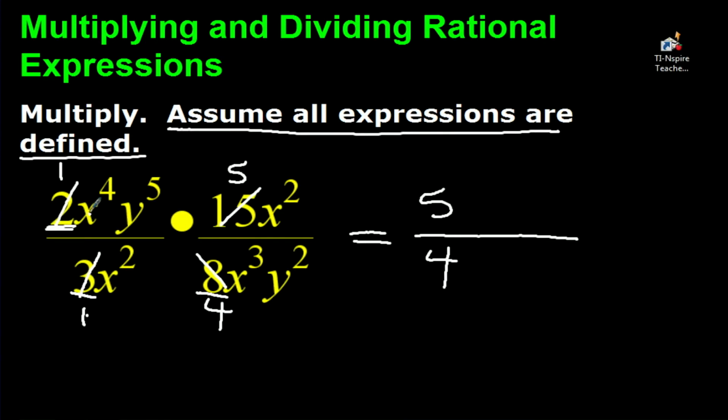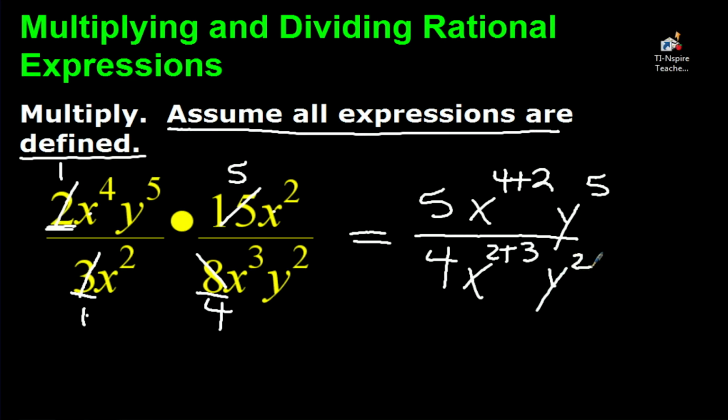On the top I have x times x squared. If I'm multiplying the same bases, by the exponent rules, x and x are the same base, so I add the exponents. So I have x to the 4 plus 2 power. And then notice I have just a y to the 5th. This is still multiplication, so I have to carry the y to the 5th over as well. If I look at the bottom, I have the same base, x to the 2nd times x to the 3rd, so that gives me x to the 2 plus 3. And again, I'm multiplying, so that's times y squared, so I bring the y squared over.